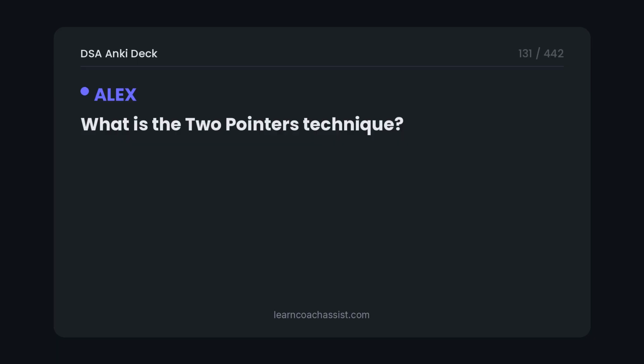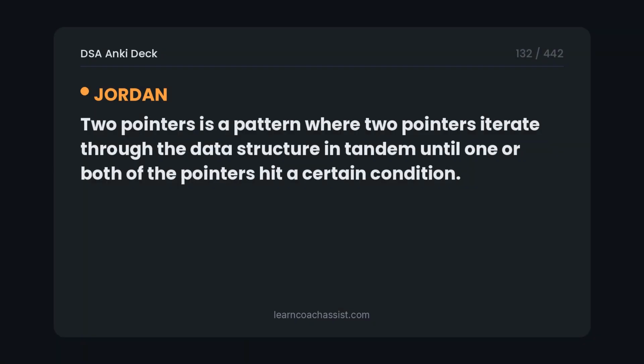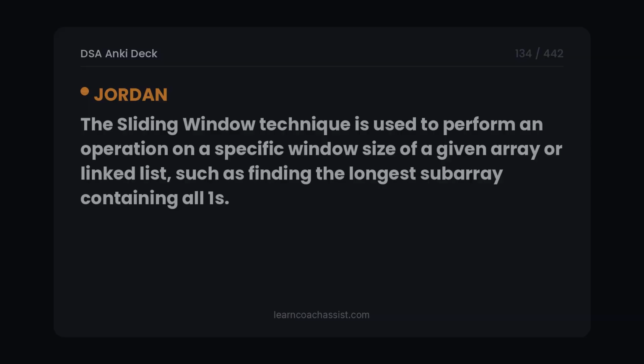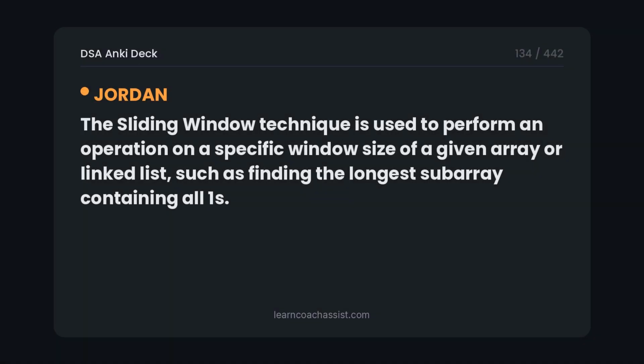What is the two pointers technique? Two pointers is a pattern where 2 pointers iterate through the data structure in tandem until one or both of the pointers hit a certain condition. What is the sliding window technique? The sliding window technique is used to perform an operation on a specific window size of a given array or linked list, such as finding the longest subarray containing all ones.